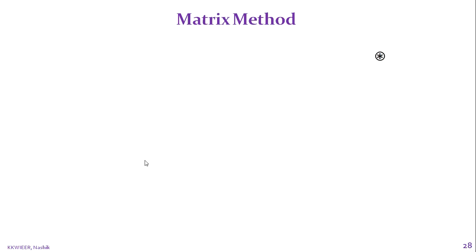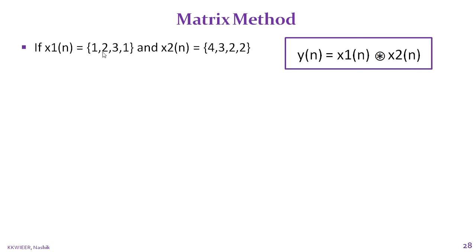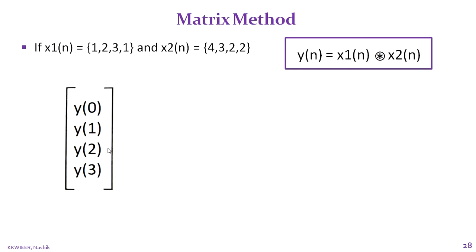Now let us see one example. x1 of n is equal to 1, 2, 3, 1. x2 of n is equal to 4, 3, 2, 2. Now, there are 4 samples in one sequence, and x2 of n also consists of 4 samples. So y of n will also have 4 values.